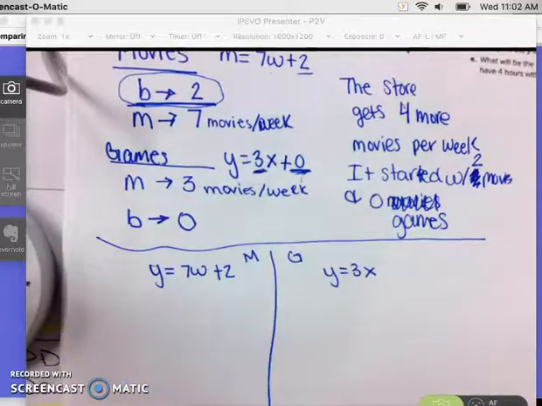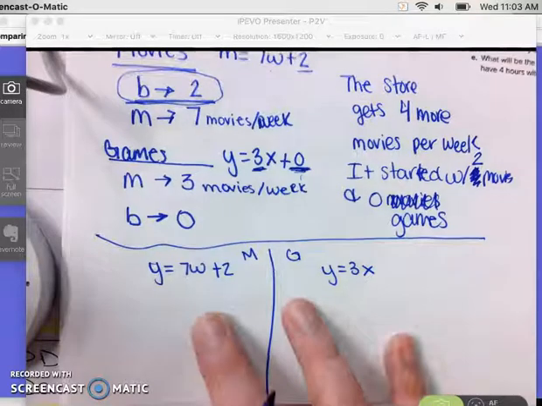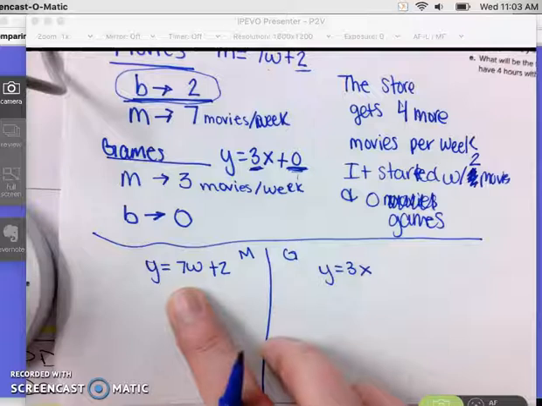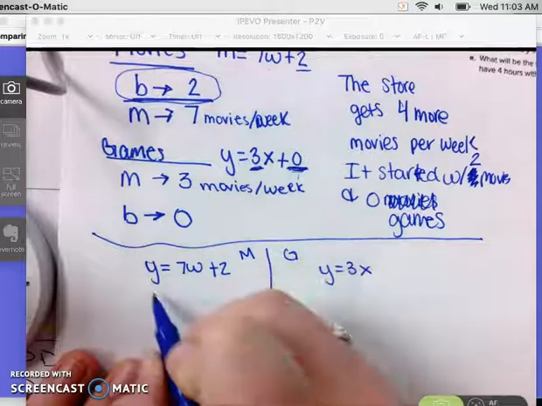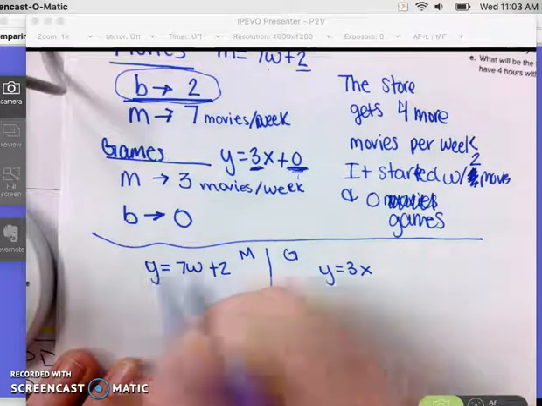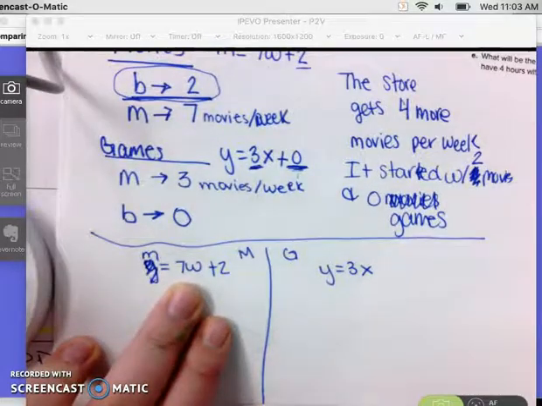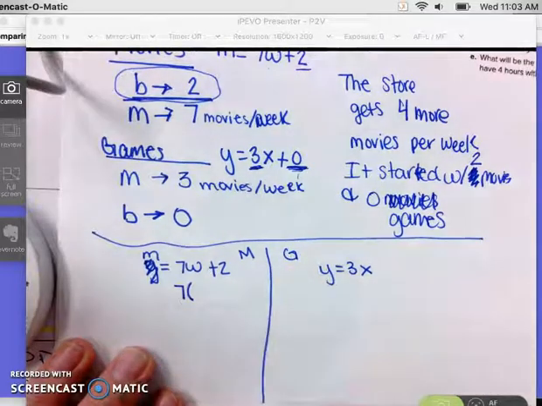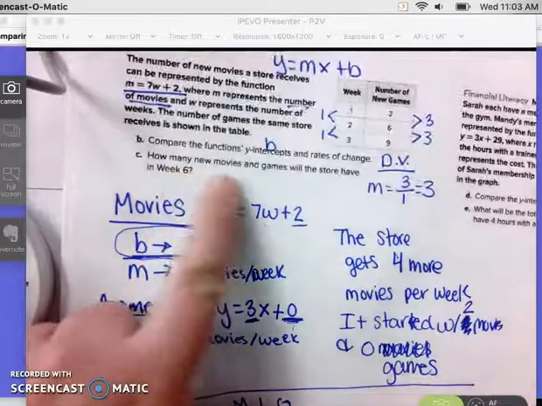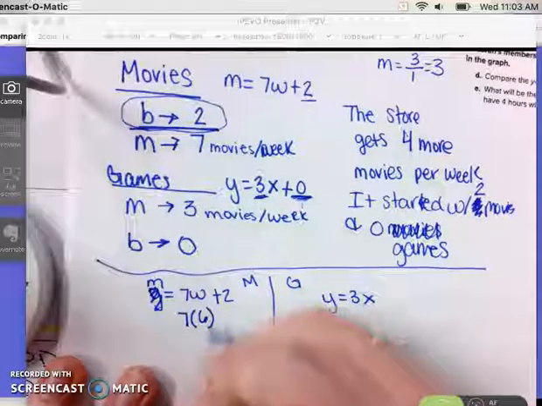Our second part of our question asks us how many new movies and games will the store have in week 6? So I've written my 2 equations down here, m for movies, and this is my equation. Okay, so I want to, and it's not actually y, it's m, sorry. So the number of movies is equal to the number of weeks times 7 plus 2. So I'm going to put in how many weeks is that question? It's asking us how many new movies in week 6. So in here, I'm going to put 6 in for W.